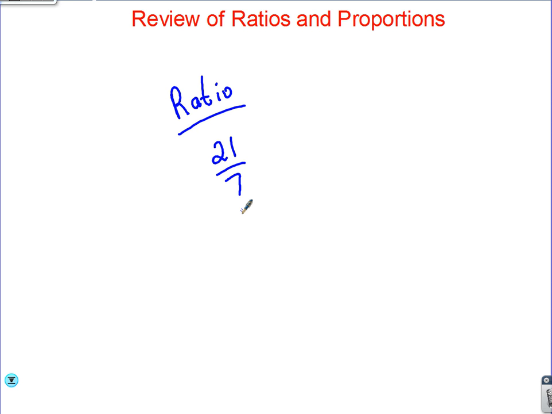Sometimes they're written as fractions, okay? Sometimes they're written with a colon, and sometimes they're written with the word "to": 21 to 7. But actually, all three of them are read as 21 to 7. A ratio is a comparison. And here's the thing, 21 to 7 tells us that there's exactly 21 girls and exactly 7 boys.